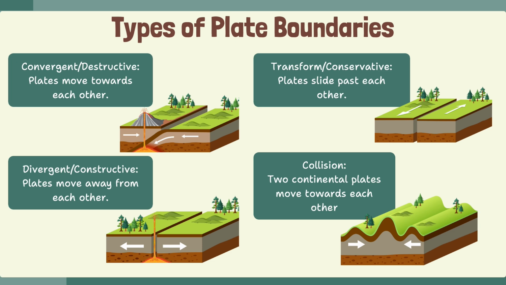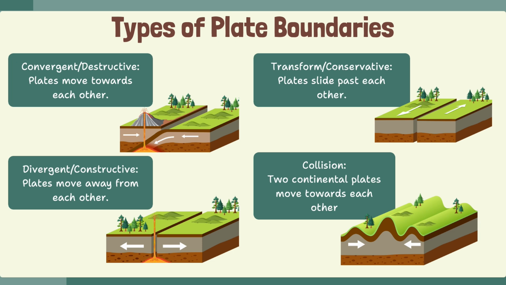And then the next one is the divergent or the constructive, and that is when they move away from each other. Why do we say that they are constructive? Because as the plates move from each other, the magma rises to fill the space, and that results in the formation of mid-oceanic ridges or oceanic crust. So that's why we say they're constructive, because as they pull away, the magma fills in the gap.